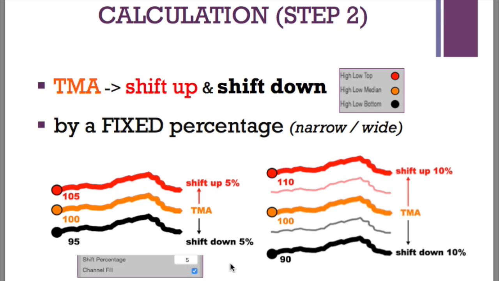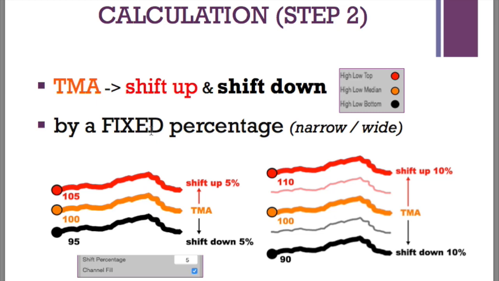But you can choose, okay? It's up to you. You can take, let's say, 10%. You will shift up the triangular moving average by 10%, and you will shift down the triangular moving average by 10%. 100 becomes 110, 90, again for all the values. A high percentage will create wide bands, and a low percentage will create narrow bands. So it depends if you want to take risk or not.